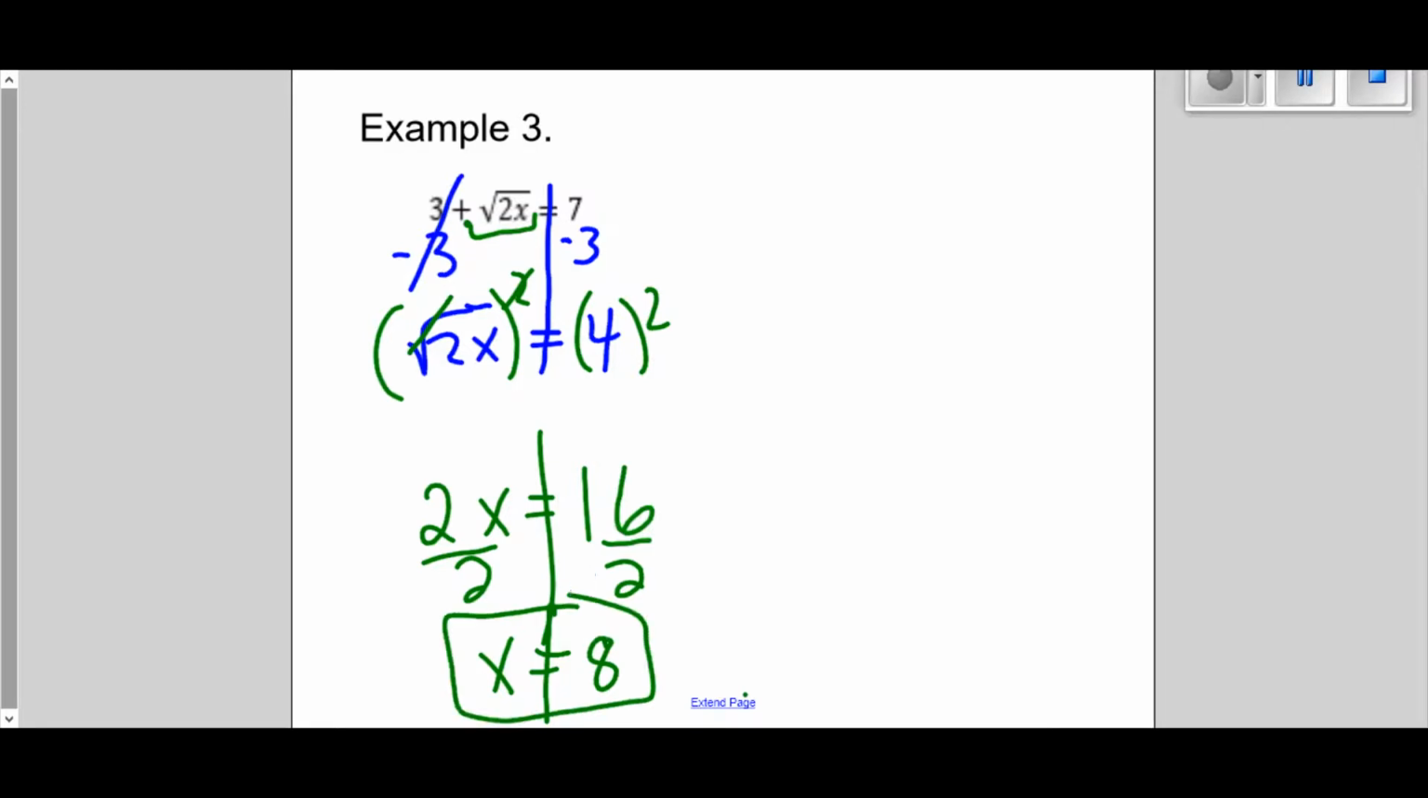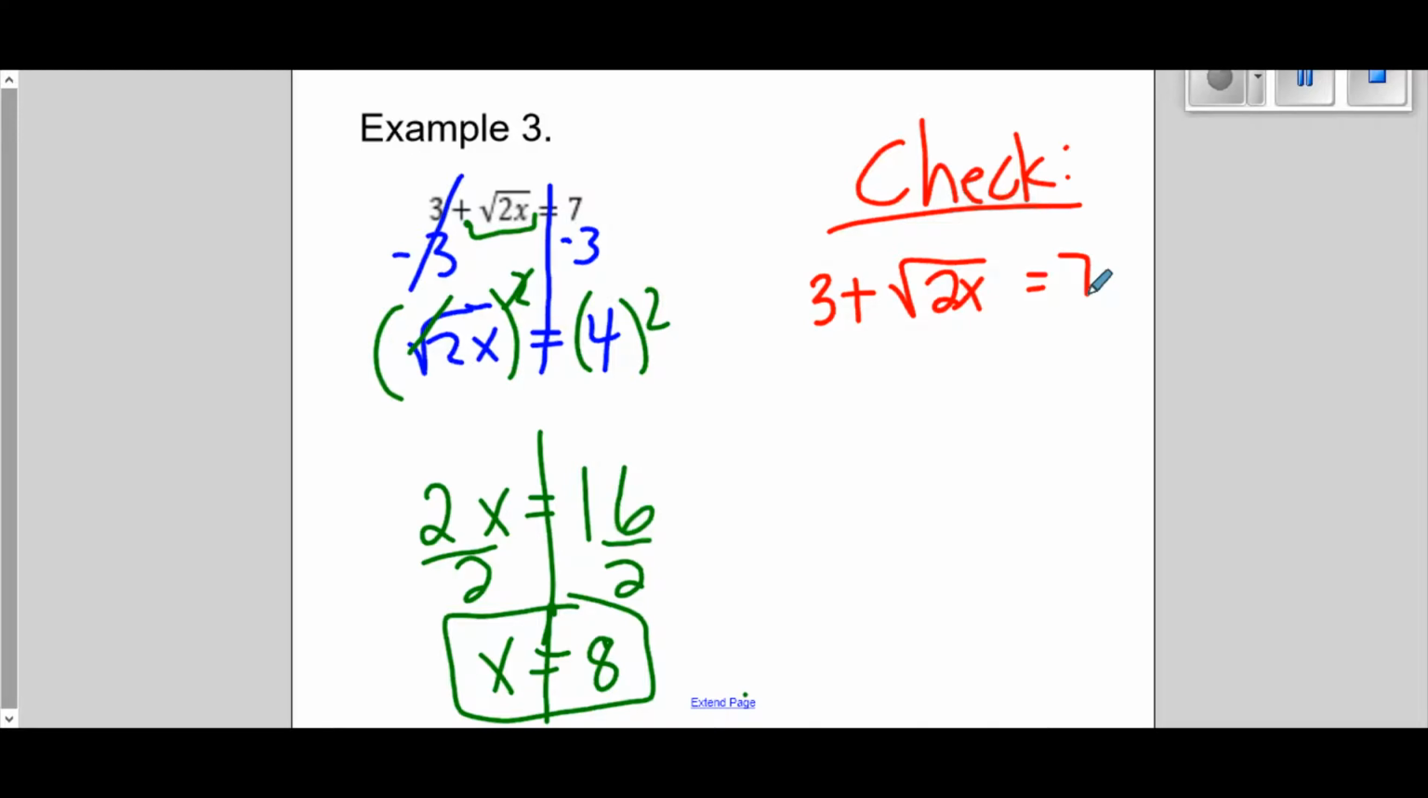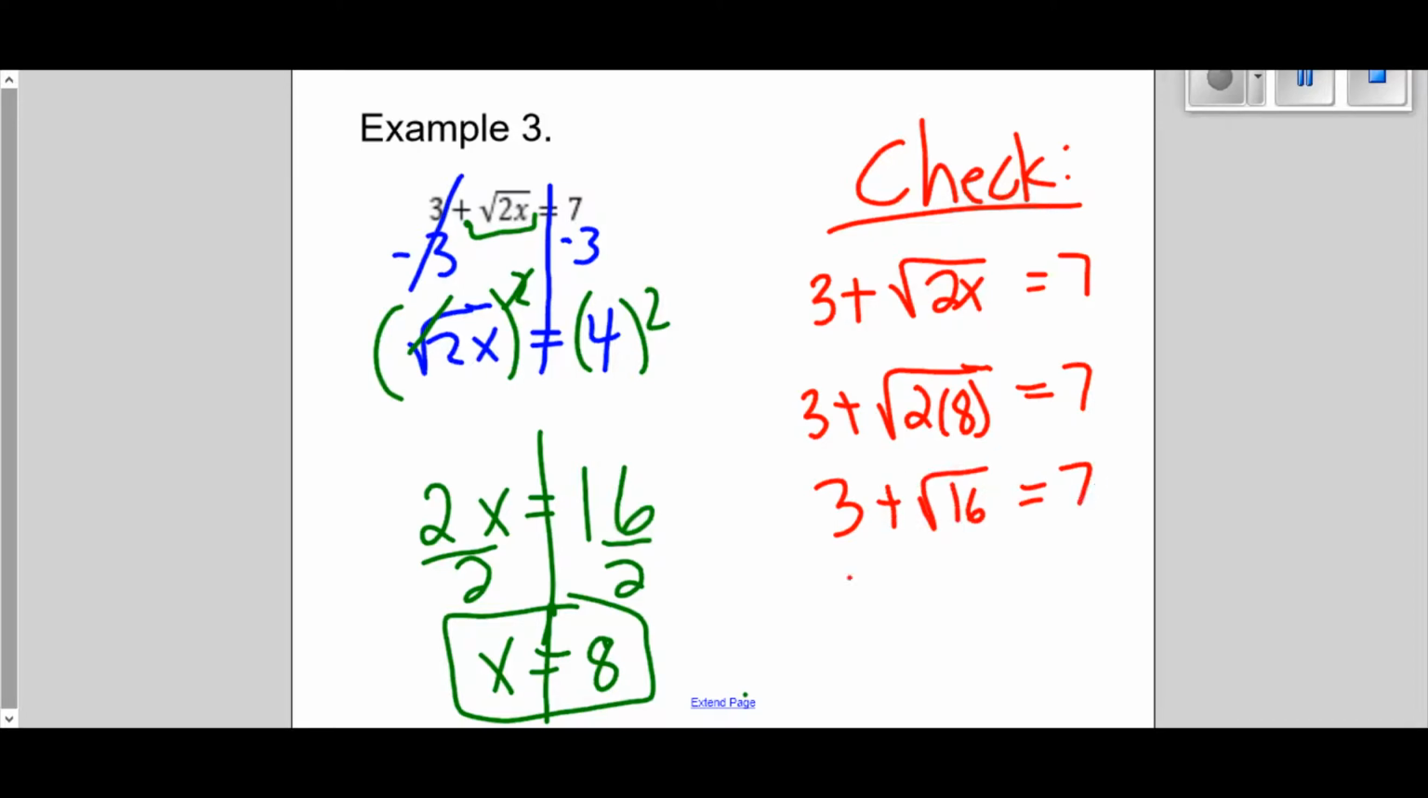And again, you need to check by plugging this in. So 3 plus the square root of 2x equals 7. So I'm just going to substitute 8 in for x. So this will be 3 plus the square root of 2 times 8 equals 7. So 3 plus the square root of 16 equals 7. The square root of 16 is 4, so 3 plus 4 equals 7. So this is true, 7 equals 7. So that is a true statement. So for MathXL, this would be okay. You could plug in 8.